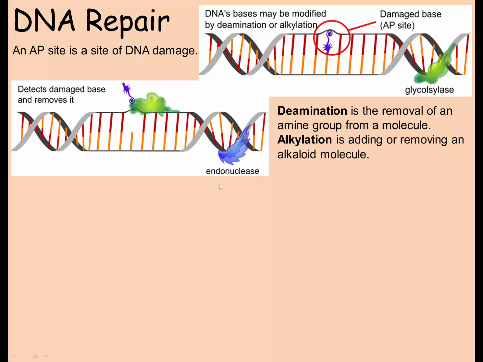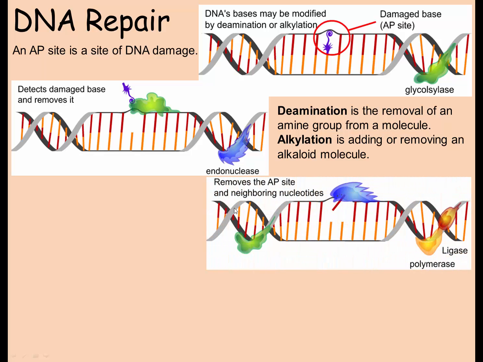Then another enzyme comes through, endonuclease. These are really wildly animated pictures, and they don't really look like this. It's more of a regular protein with molecules, not these blobs. These almost look like ghosts. And that endonuclease comes in and removes the AP site. It also takes neighboring nucleotides and pulls those out. So we detect it, and then we go in and remove it.